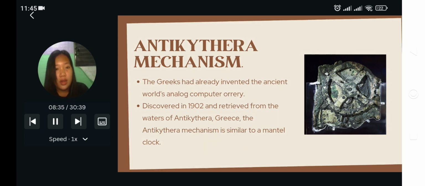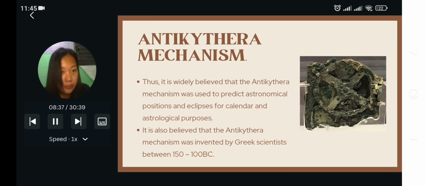And it is also widely believed that the Antikythera mechanism was used to predict astronomical positions and eclipses for calendar and astrological purposes. It is also believed that the Antikythera mechanism was invented by Greek scientists between 150 to 100 BC. Okay.